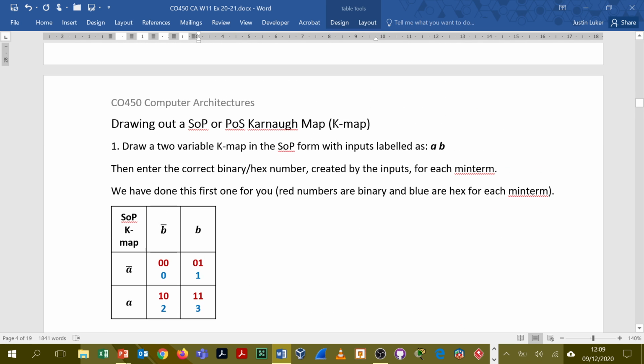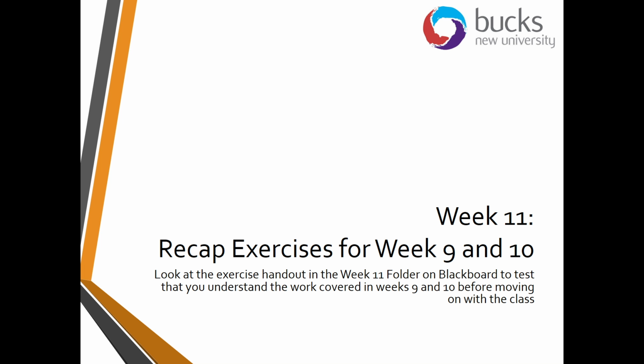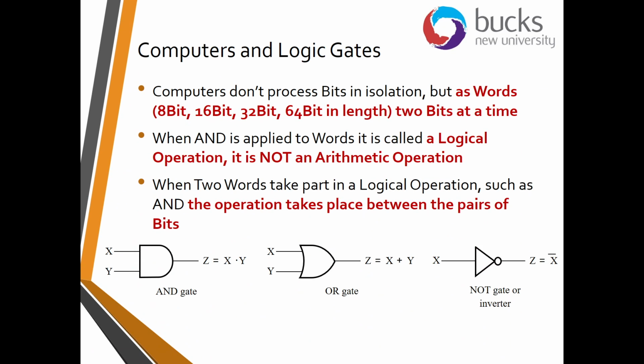Let's go back to the slides before we get into these Karnaugh maps, because you need to understand something about those. Okay, so back in the slides. So computers and logic gates then. Computers don't process bits in isolation, but as words. We know words are a number of bits in length, so you can have an 8-bit machine, a 16-bit, 32-bit, 64 bits, as we have now, which nowadays is quite common. That's the word length being processed by the processor on a computer.